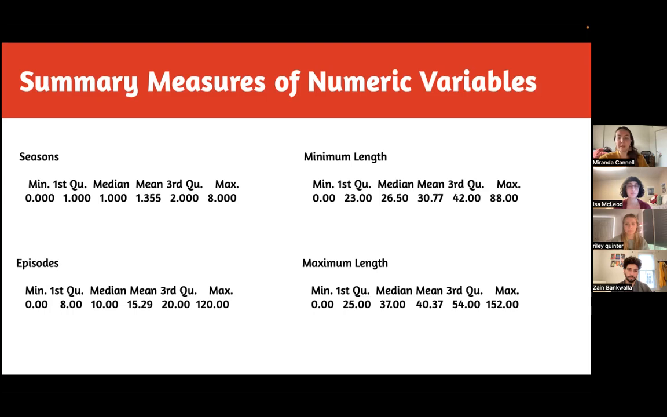Our data had separated minimum and maximum runtimes, so we put them into separate summary measures. The runtimes are in minutes. The first quartile for the minimum runtime is 23 with a median of 26.50, a mean of 30.77. The third quartile is 42, and the max is 88. For the maximum runtime, the first quartile is 25 with a median of 37, a mean of 40.37. The third quartile is 54 minutes, and the maximum runtime is 152. There are no movies present in the data set, so we were surprised by the length.